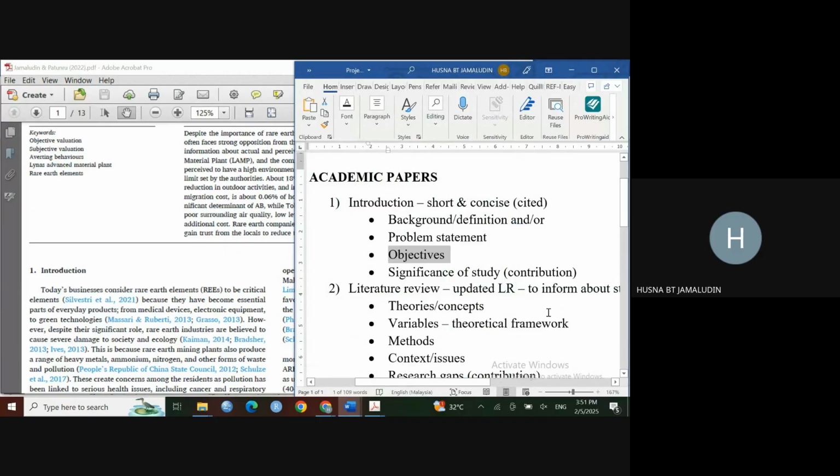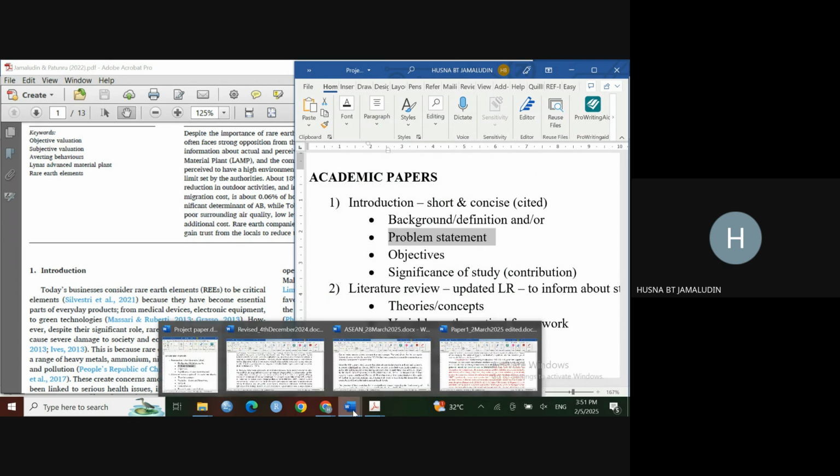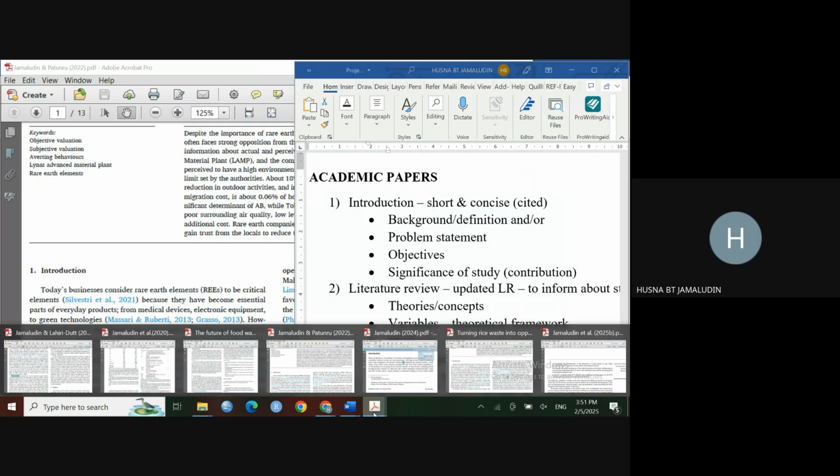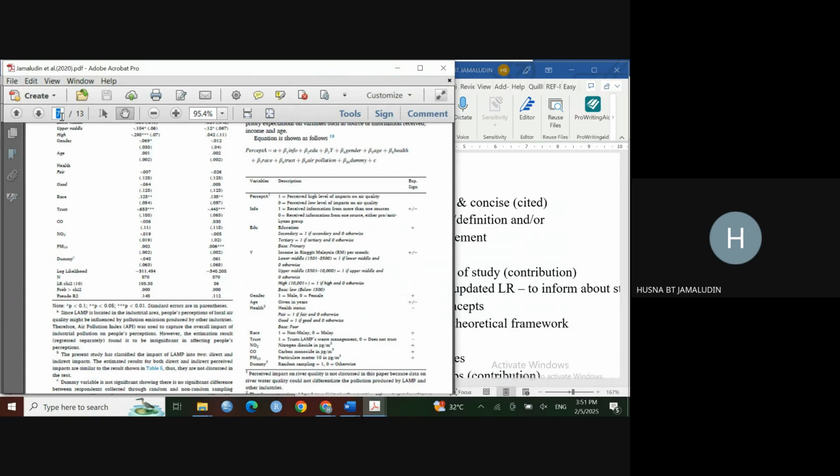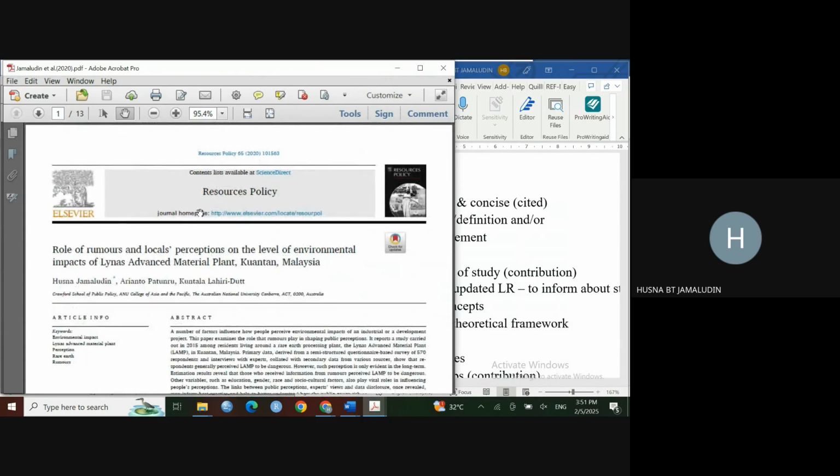I think the objective should be clear. It should tally with the problem statement. Okay, let me see that. So is it clear? Do you want to see examples of objectives from other papers? Should be clear, right? Anyone?